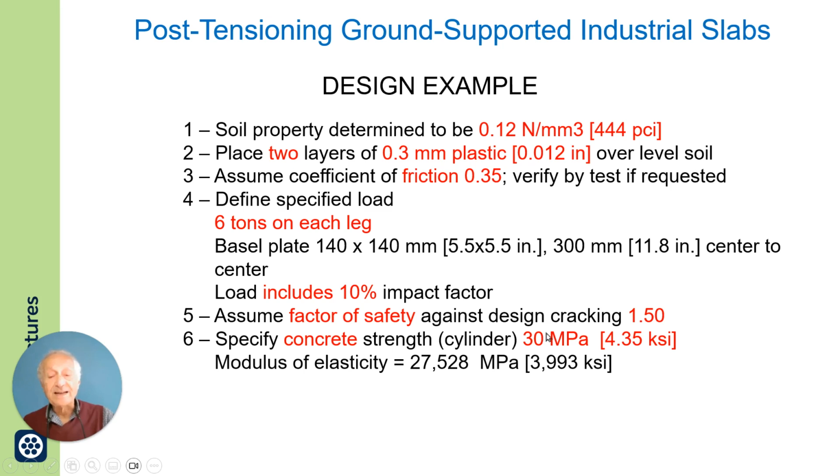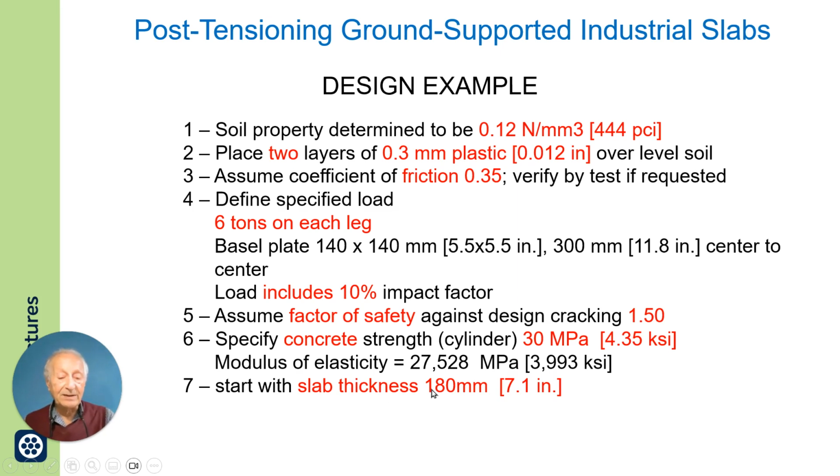And we select this concrete strength. For this concrete strength, the modulus of elasticity is so much given in the code, depending on the code you use. This is based on ACI. Now, we start with slab thickness of 7.1 inches, 180 mm, and see whether it works or not. If it doesn't work, then we would increase it or decrease it.